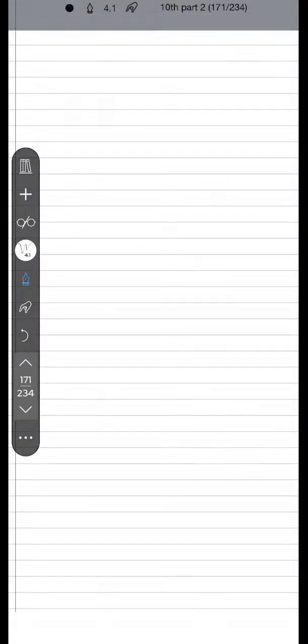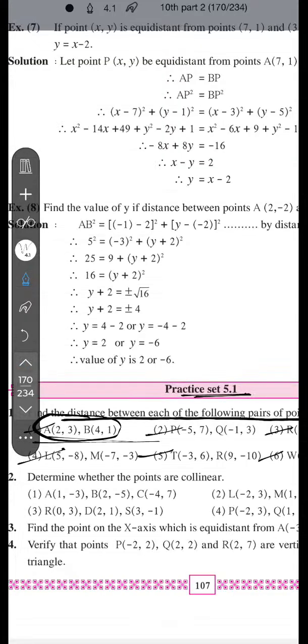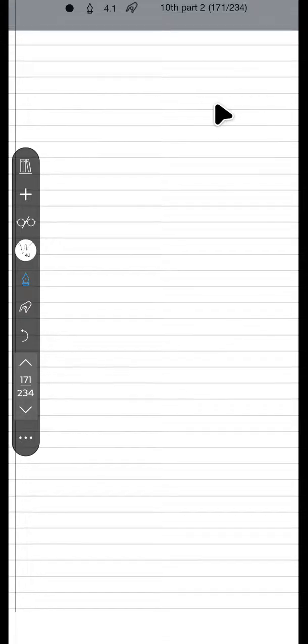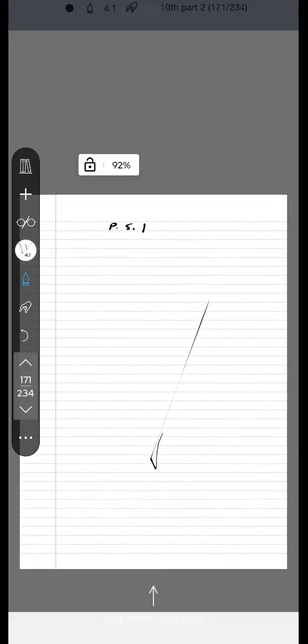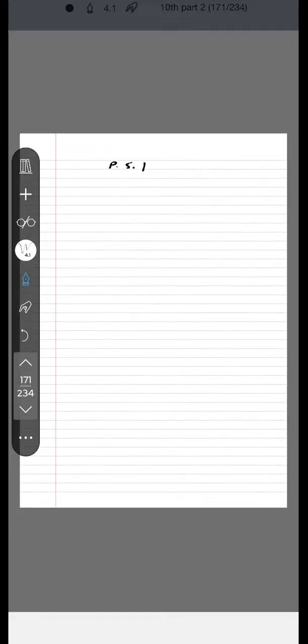So here is the question, practice set 5.1. Wait, let me zoom out so it's visible to you. Yeah, okay. The first question says that point a is 2 comma 3, and b is 4 comma 1. B is what? 4 comma 1.